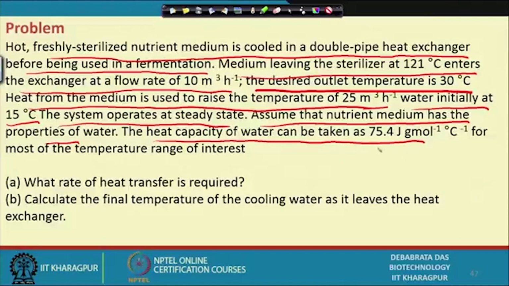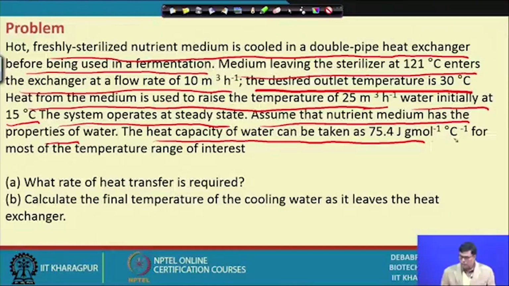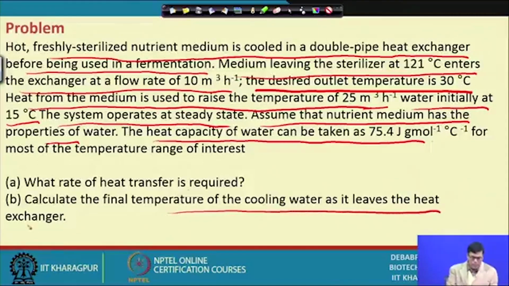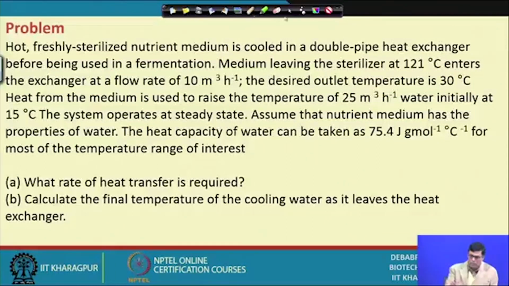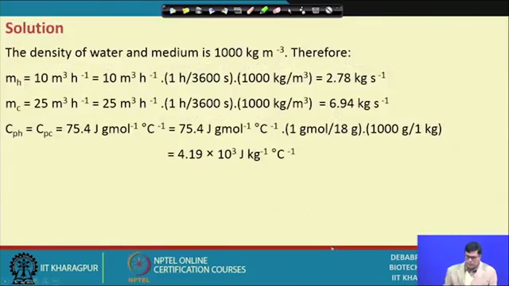We assume the properties of water remain unchanged with the change of temperature, and the heat capacity of water can be taken as 75.4 joule per gram mole per degree centigrade. Now, what rate of heat transfer is required, and calculate the final temperature of the cooling water as it leaves the heat exchanger. This is the problem that we shall have to solve. Let us see how we can solve it.